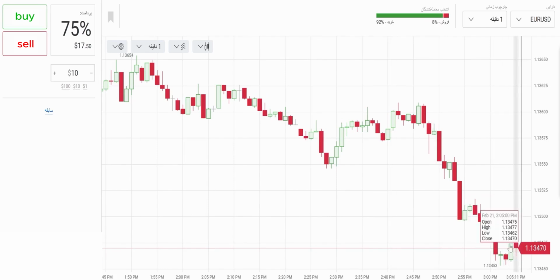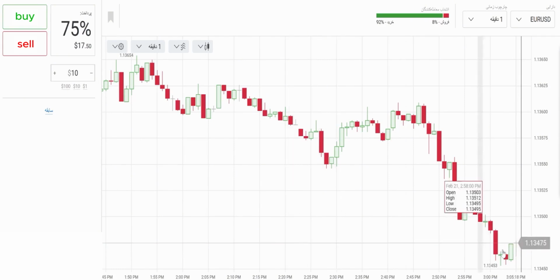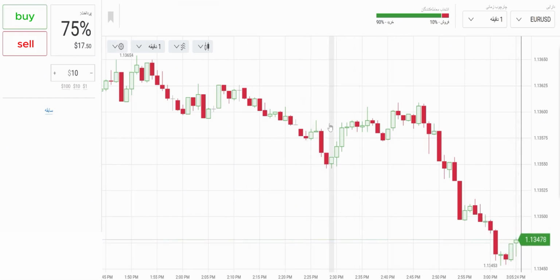Look, this candle closed exactly on the round number, and after that we see a red candle forming. It's struggling a bit to break through this round number and is having some difficulty. However, if this candle manages to break through, we can be optimistic that the next candle will also close as green.